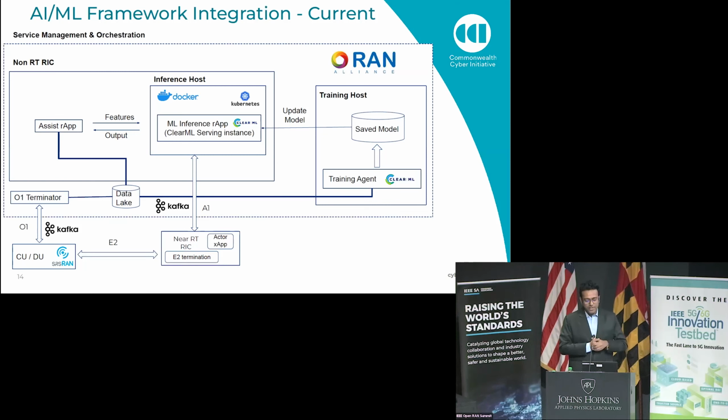For this current implementation, we have used Kafka to implement both A1 and O1. It offers you the options of REST APIs as well as gRPC. On the RAN side, in this implementation, we have used srsRAN. But of course, as I said, we also work with OAI.